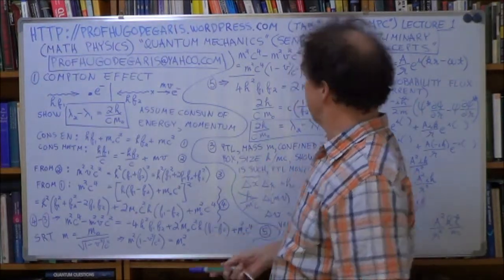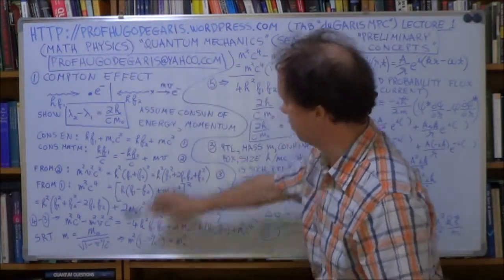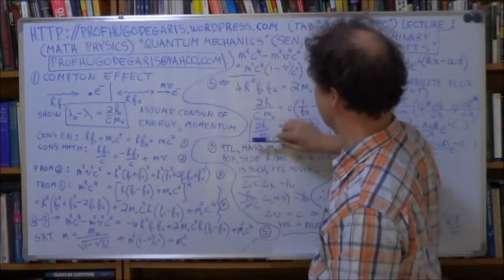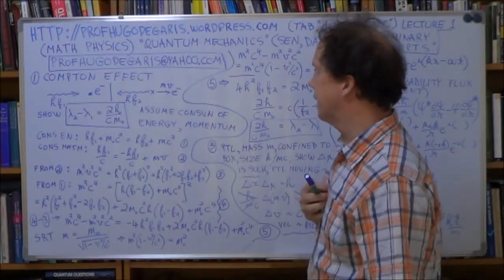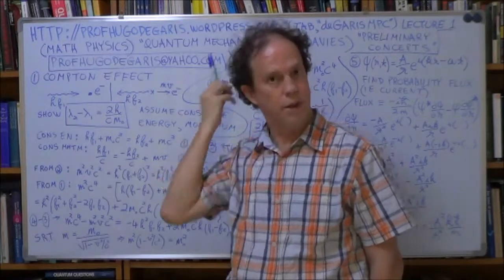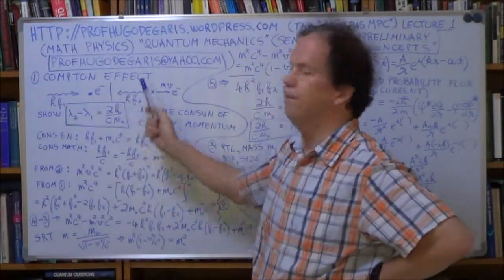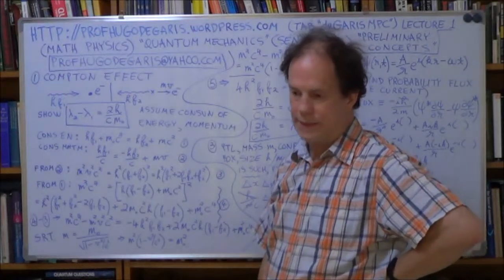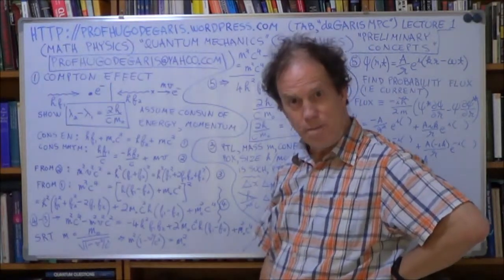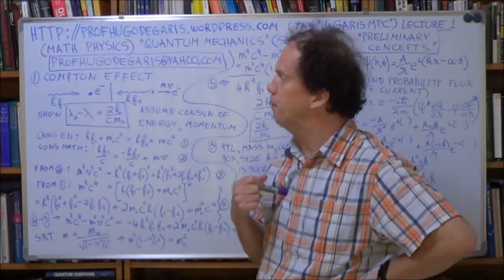Now, the first one is quite long. It's half the board. But it's conceptually important, historically important in the development of quantum mechanics. It's the so-called Compton effect. I'll say a little bit about Compton the guy, and then what he discovered.